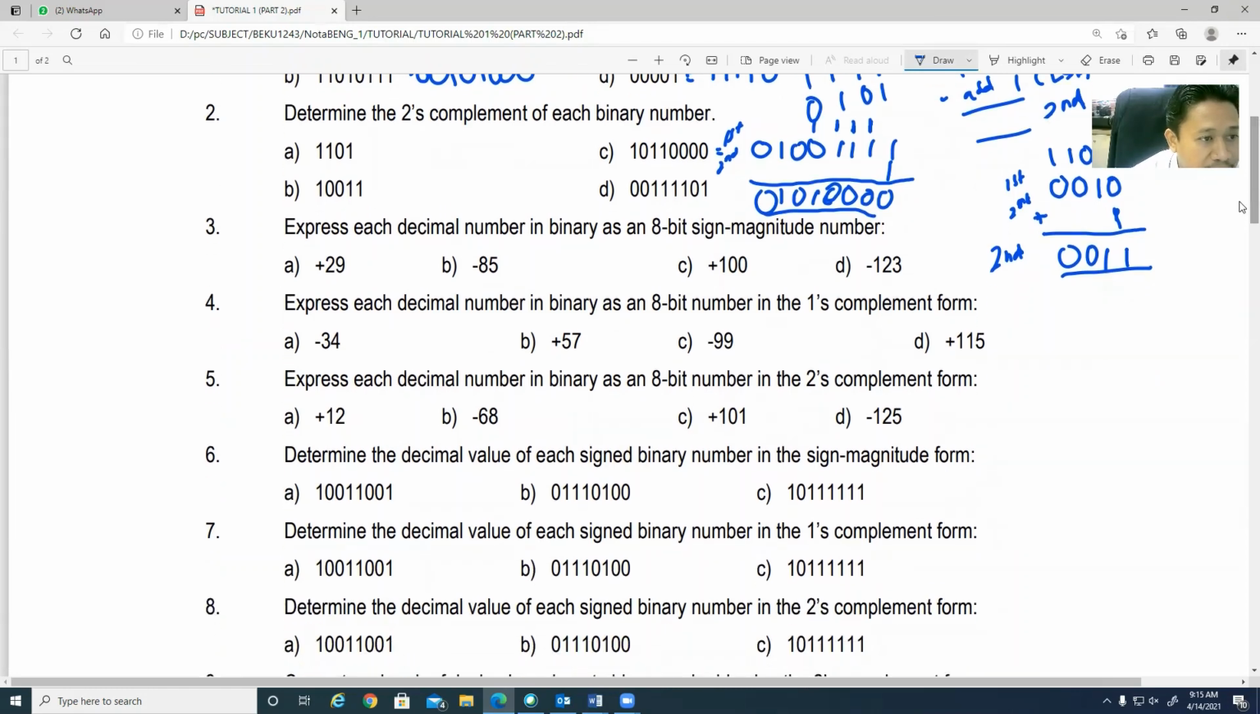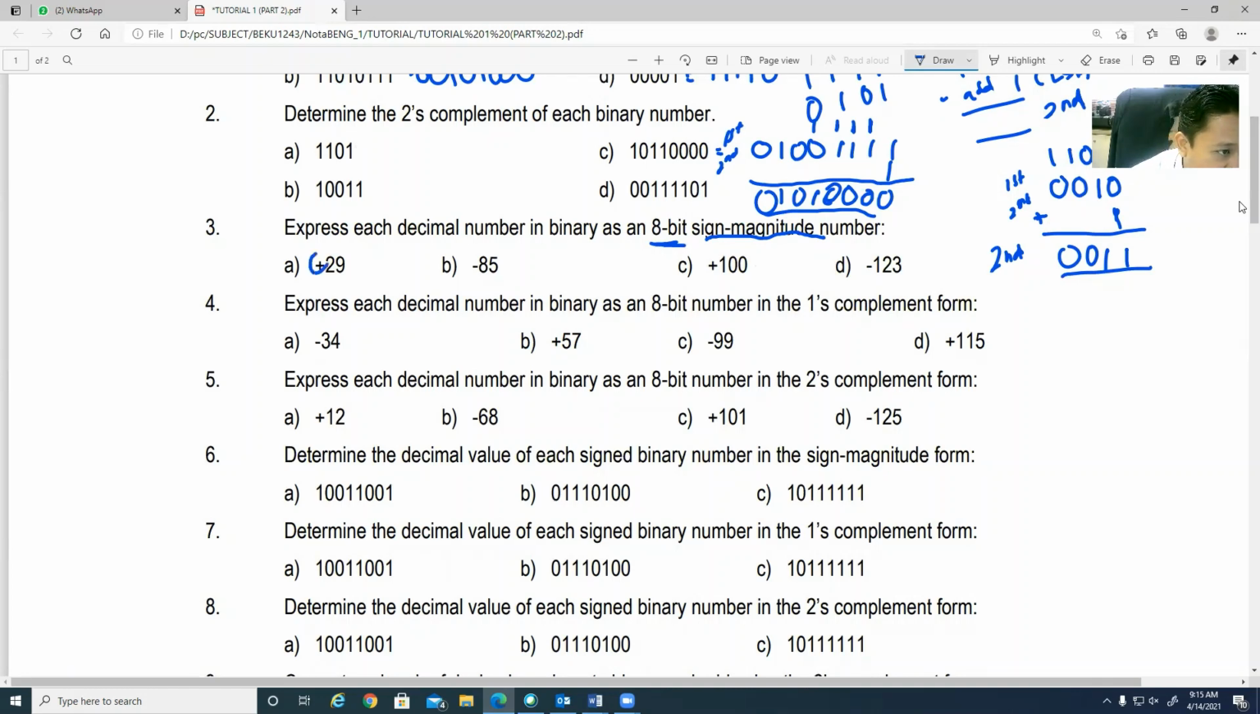Express each decimal number in binary as 8-bit signed magnitude numbers. For this one, you have the sign first, so it's a signed magnitude number, 8 bits. For example, you have to convert.